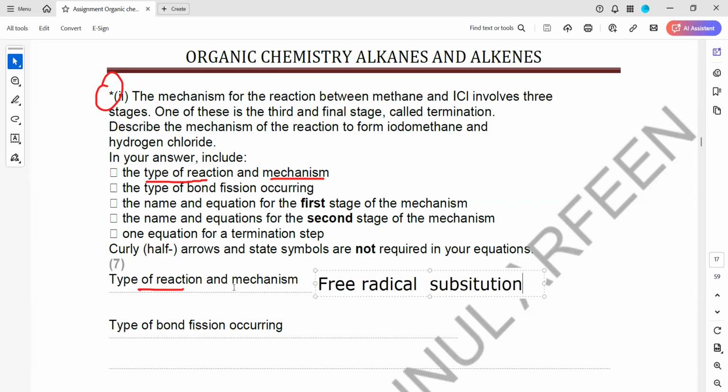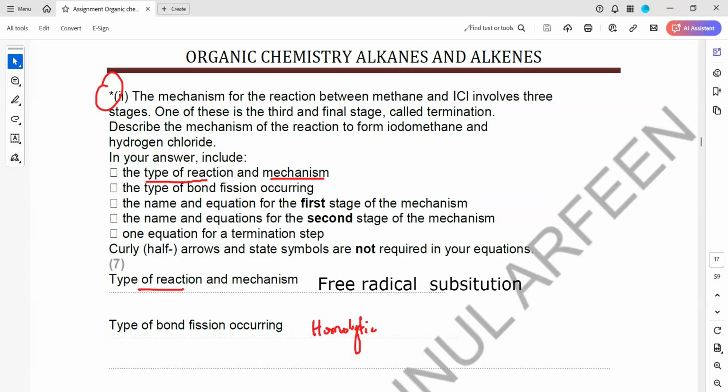Alkanes undergo substitution reaction. So it's a free radical substitution. What type of bond fission occurs, like what kind of bond breaking happens? It will always be a homolytic bond breaking in this type of reaction. Then the name and the equation for the first stage.